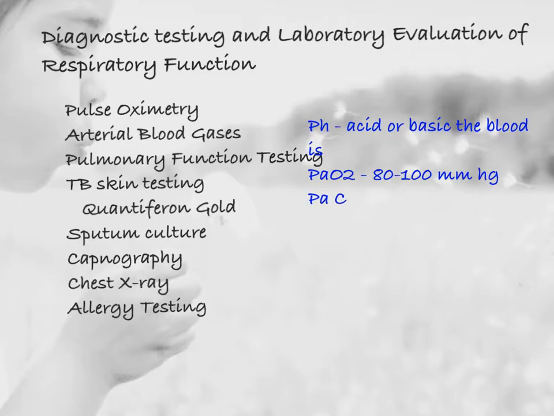Next, we have the partial pressure of CO2. Sometimes you'll see these things abbreviated as PO2 or PCO2 instead of PA. That's okay. It just depends on how your lab abbreviates that. And this is normally 35 to 45 millimeters of mercury. Anything that's in millimeters of mercury measures pressure, by the way. Blood pressure is millimeters of mercury.